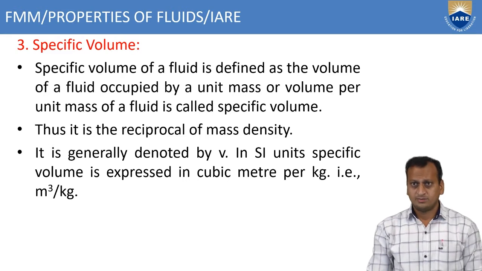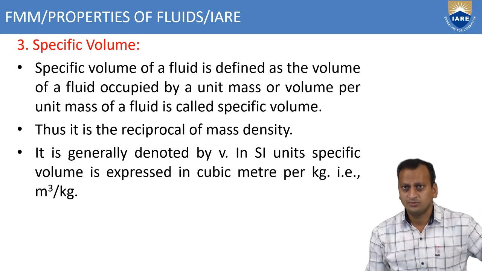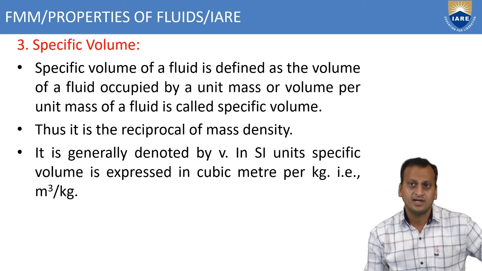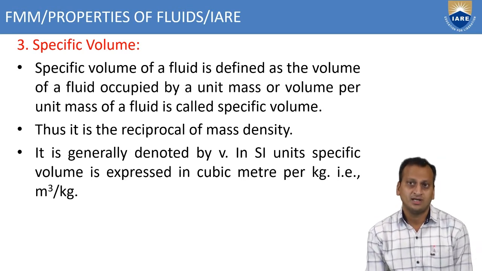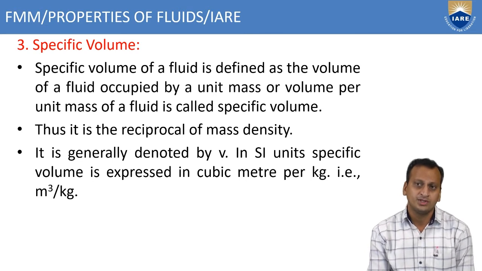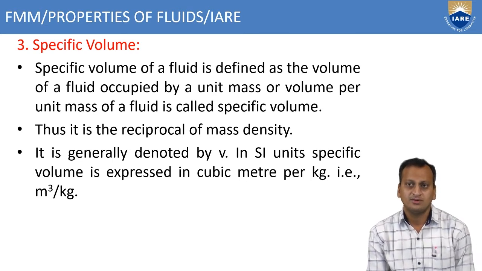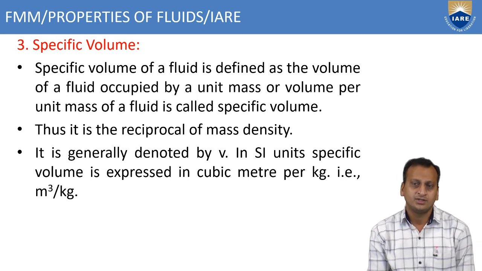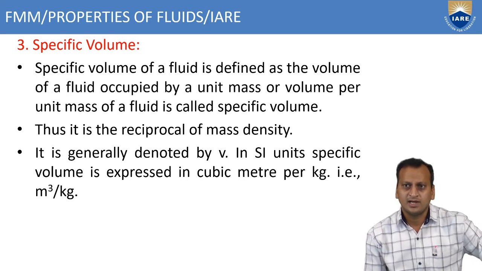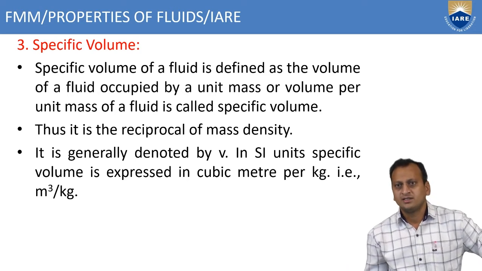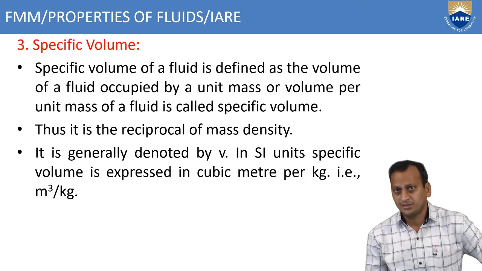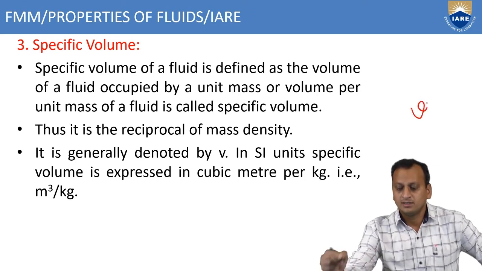Now specific volume. Specific volume of a fluid is defined as the volume of fluid occupied by unit mass, or volume per unit mass of fluid is called specific volume. It is the reciprocal of mass density. Mass density is mass per unit volume, whereas specific volume is volume per unit mass. It is generally denoted by small v. In SI units, specific volume is expressed in cubic meter per kg, whereas mass density is kg per meter cube.